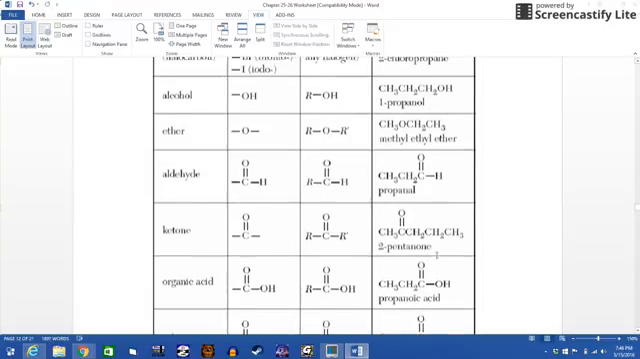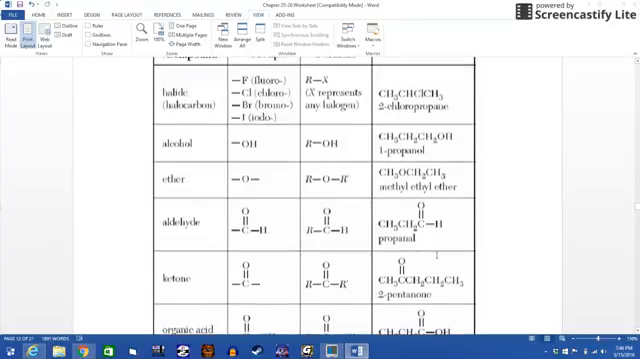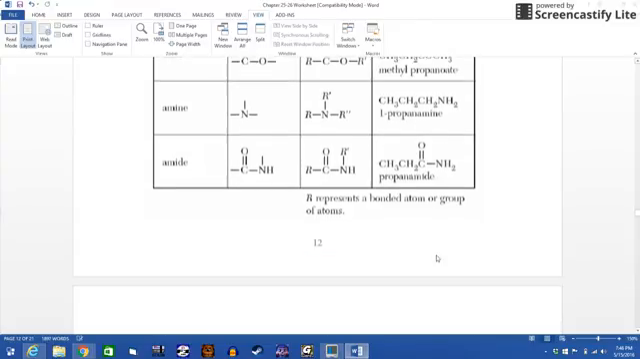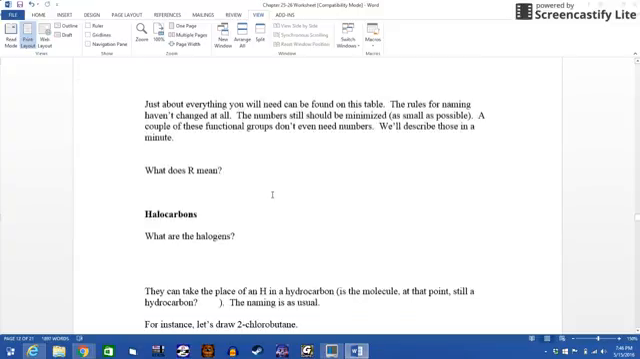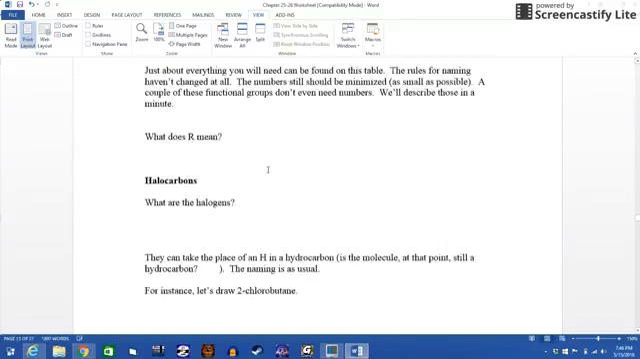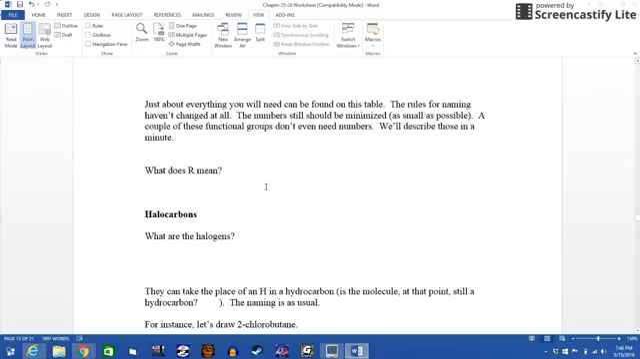So anyway, we're going to march through, not pretty much in order, actually, almost in order. And the first couple that we're going to do are indeed the first two. They're halocarbons and then alcohols. So what does it say here on the top of 13? It says just about everything you will need can be found on this table. The rules for naming haven't changed. Minimize your numbers, and a few of these don't even need numbers.